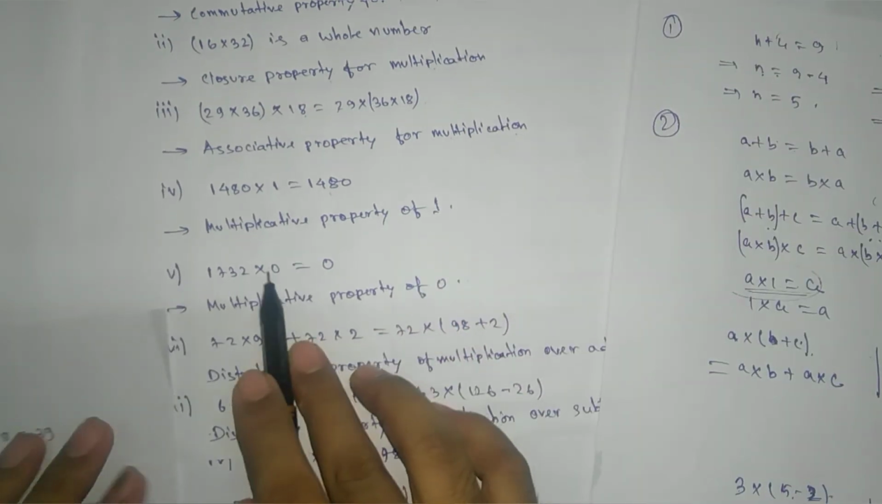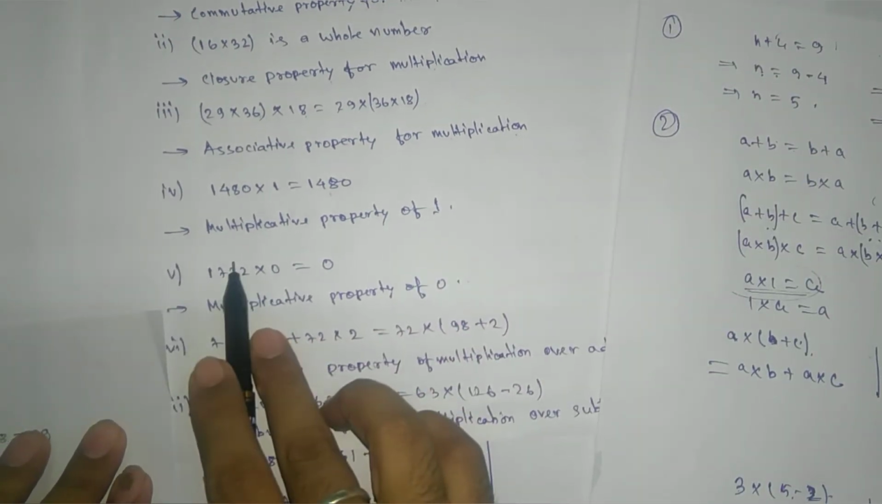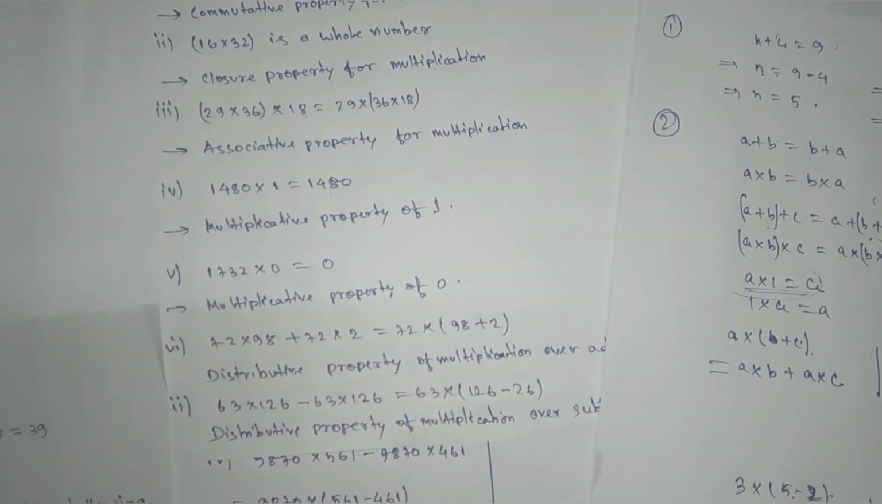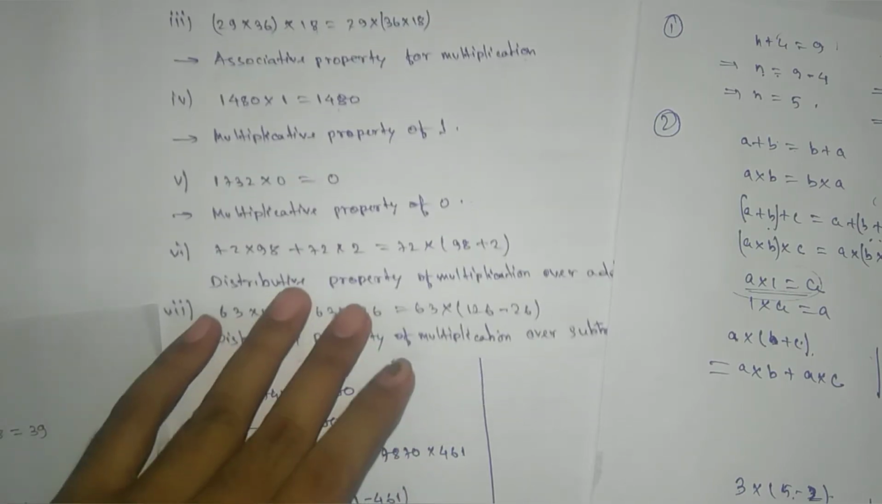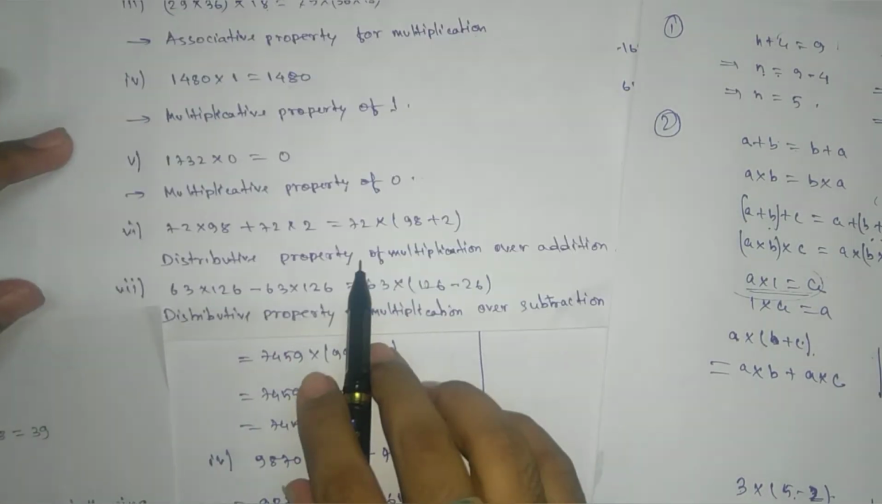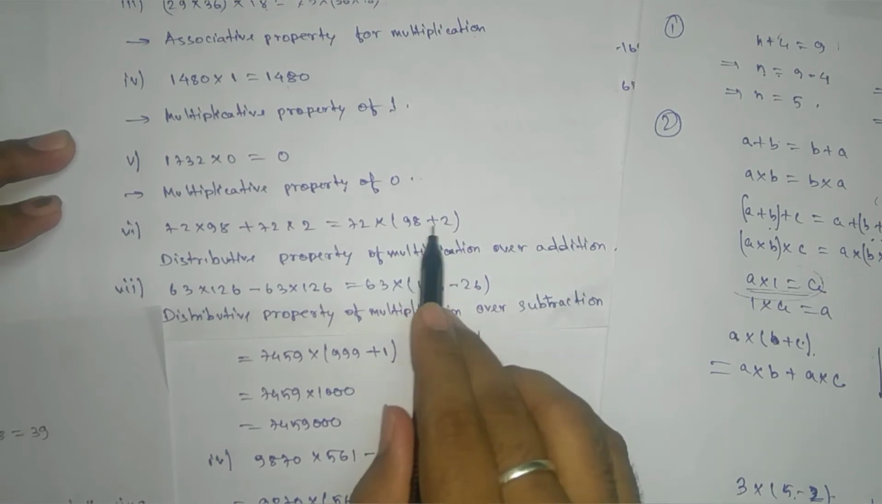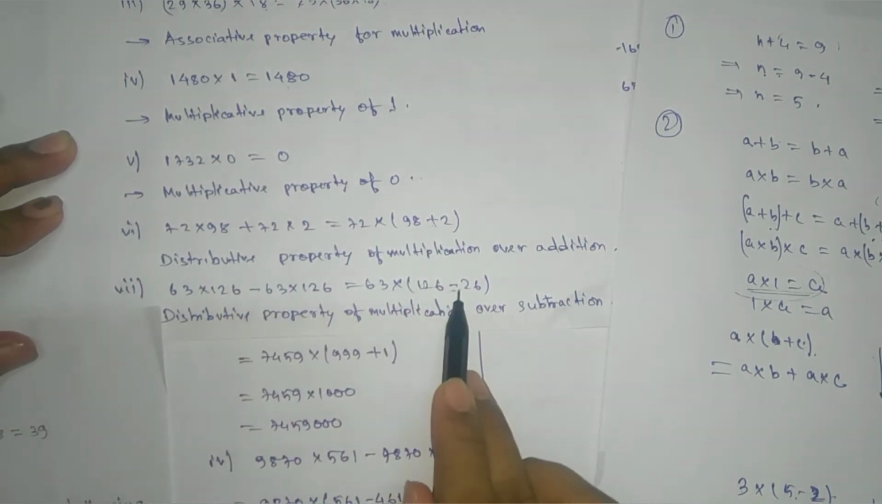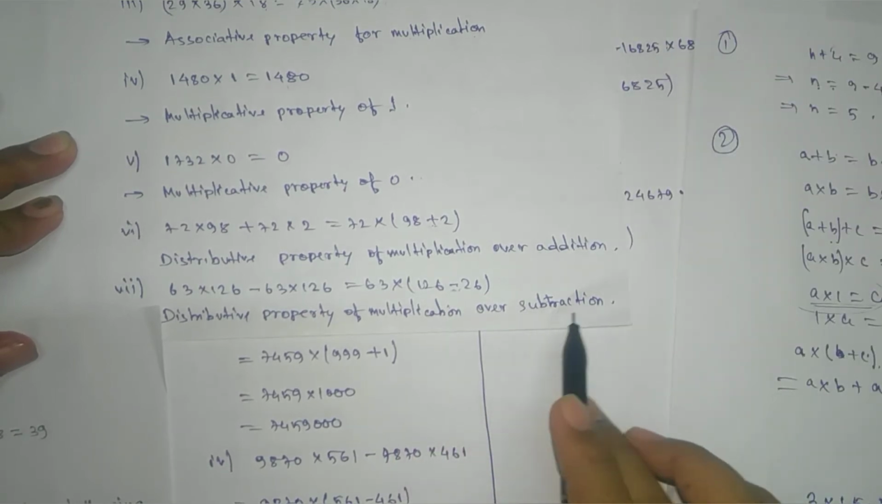And if we take 0 and multiply any whole number with it, you will get 0. Yes, you can take 0 also, no problem. 0 into 0 will give you 0 in this case. So in the last two, you see the distributive property of multiplication over addition, as you can see there is a plus symbol, and here we can see a minus symbol. So here we'll write over subtraction.